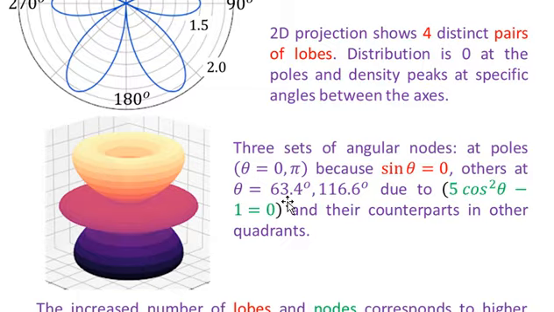That is, the line at theta is equal to 63.4 degree will pass through the z-axis, where the z-axis has 0 value, and the 116.6 degree line will also pass through the z is equal to 0 line, providing 3 values of nodes. Theta is equal to 0, theta is equal to 63.4, and theta is equal to 116.6 degree. And these 2 points can be obtained by setting 5 cos square theta minus 1 equal to 0.